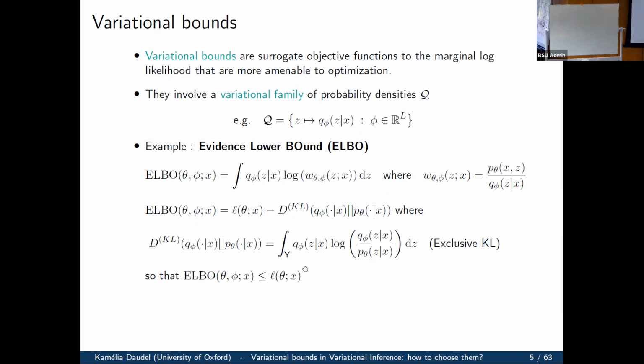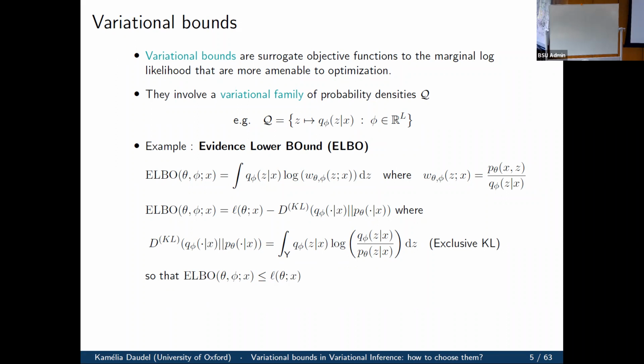And as you probably remember, this exclusive Kullback-Leibler is non-negative. So I have this inequality, which tells me that the evidence lower bound is indeed a lower bound on the marginal log likelihood. So if I want to maximize the marginal log likelihood, this tells me that this object is probably going to be an interesting one to optimize over. By maximizing this one, I'm probably going to increase this one.